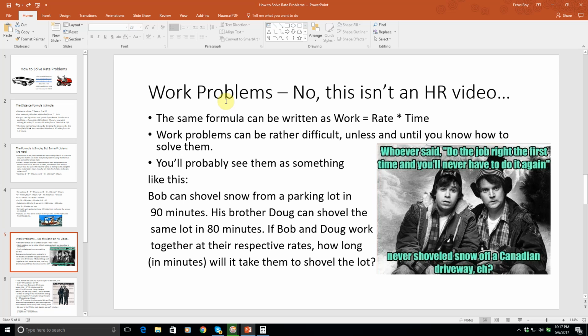Bob can shovel snow from a parking lot in 90 minutes. His brother Doug can shovel the same lot in 80 minutes.